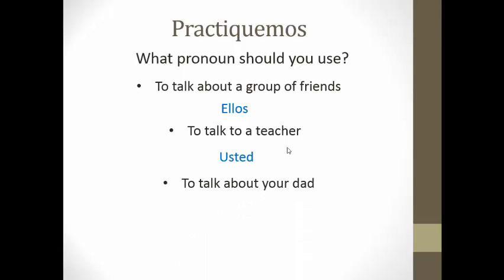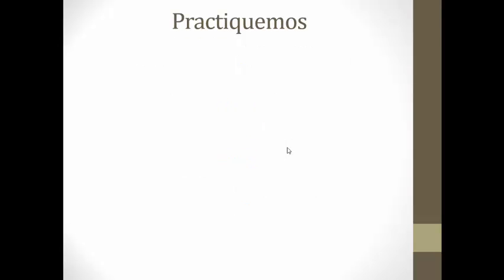And the last one, to talk about your dad. Remember, you're not talking to him, you are talking about him, and he is one person. So you would say he. In Spanish, él. Once again, notice that there's an accent mark over the E in the word él. Remember, that's very important, or it will change the meaning of the word.